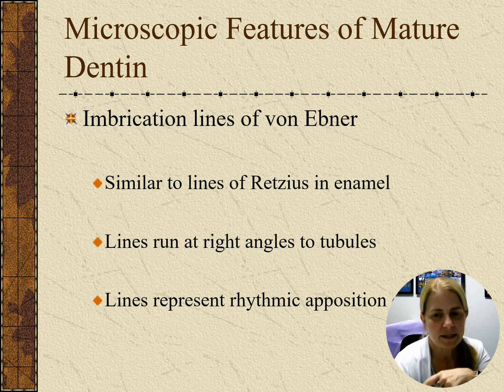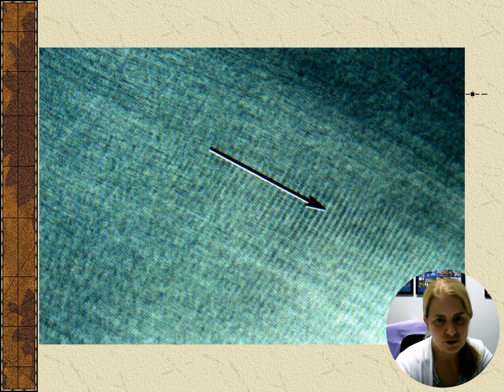There is something called imbrication lines of von Ebner. These are similar to lines of Retzius in enamel, and they run at right angles to the dentin tubules, and they represent a rhythmic apposition of dentin. These lines will indicate a hesitation in the matrix formation. So on this next picture, you can see where these lines are, there's just a little bit of a hesitation where it's not a complete smooth mineralization, but there was some type of hesitation in the formation.